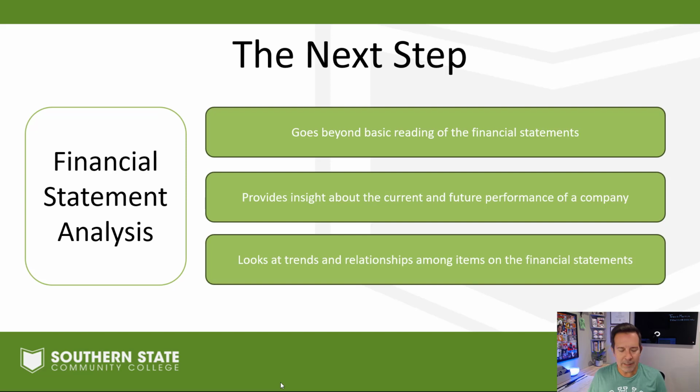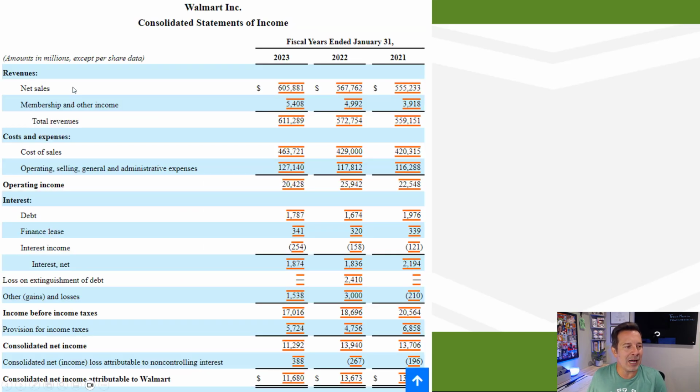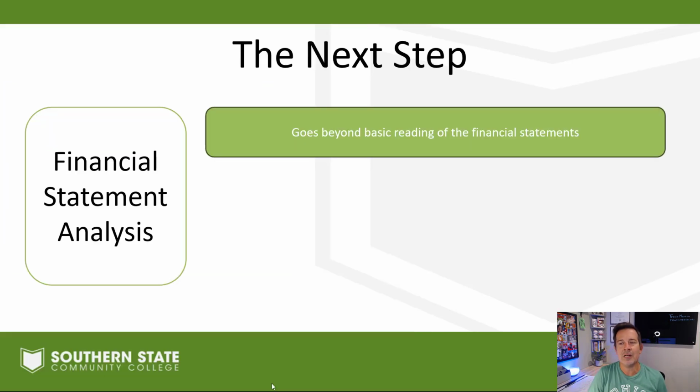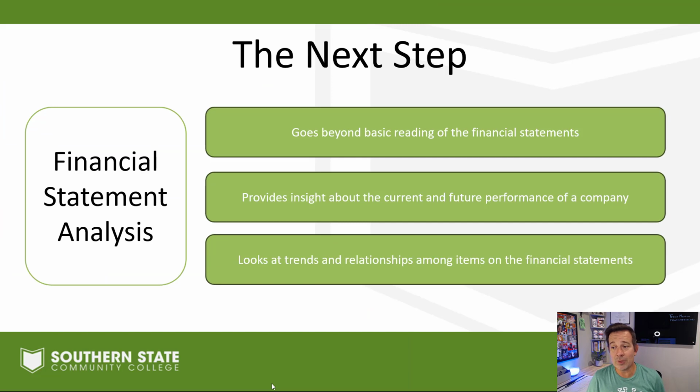If we're just reading financial statements, we're just looking at that top line saying, okay, it went up. But we don't really have an understanding maybe of how that top line revenue and those expenses impact the bottom line net income. And so we're really going to get our hands dirty. We're really going to learn how to analyze those financial statements. And so we can see all the trends. We can see the relationships among the items on the financial statements.